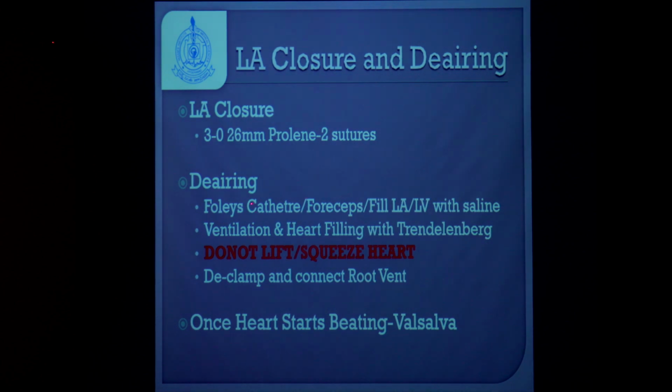De-airing the LA and the LV can be done in multiple ways. Firstly, agitating the mitral valve using a Foley's catheter, or we can use a forceps to keep the LA open, or fill the LA and the LV with saline before closing the LA appendage. Then, before we close the last suture of the mitral valve, ask your anesthesia colleagues to start ventilation, ask your perfusion colleagues to fill the heart, and put the patient in a Trendelenburg position so as to prevent air embolism.